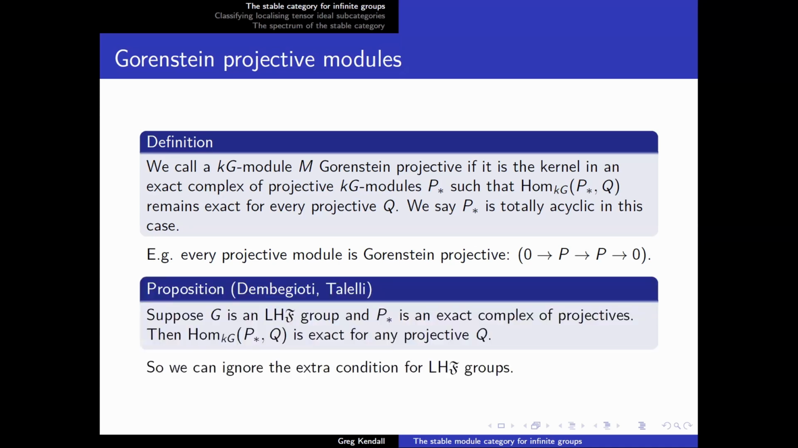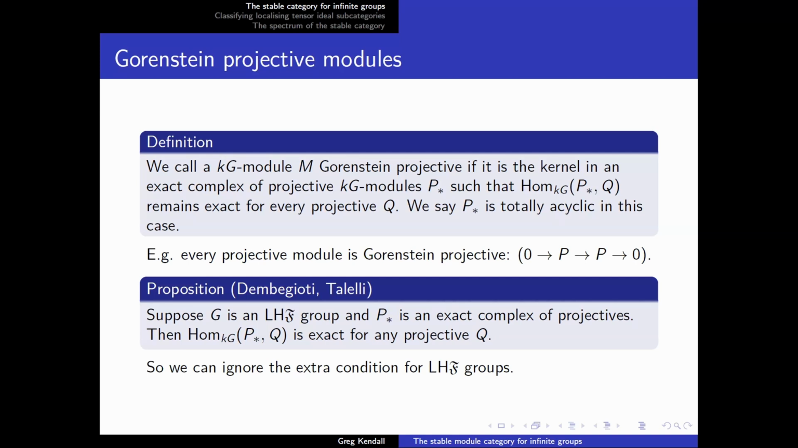But actually, we don't need it for LHF groups. Benson and Tilelli have shown that we get it for free. So we can just think of Gorenstein projectives as kernels in exact complexes of projectives, which makes things a lot easier to work with. We're not constantly checking this extra property. And so we have, for example, every projective module is Gorenstein projective, so that remains a good one.